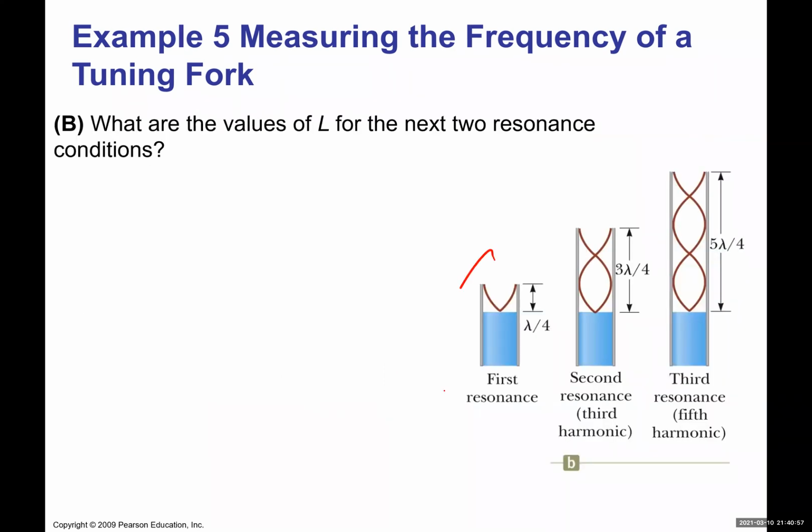Right. Well, here's the image for that, which you can see. This is how the first resonance looks. What are the values of L for the next two resonance conditions? One thing we can do is lower the water level. As you lower the water level, you're increasing L and allowing another shape to be formed. Lowering the water level even more allows another shape, another resonance, to be formed.